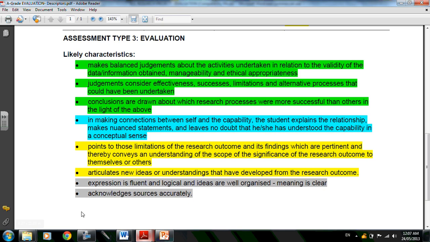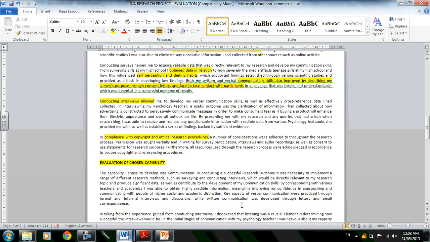It's not there, but it is there. Here is the word that says it has to mention the ethics. Let me find it. Here: ethical appropriateness of the research. Please don't forget the ethics. If your research is ethically appropriate.